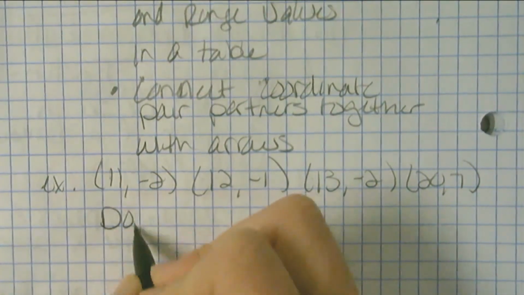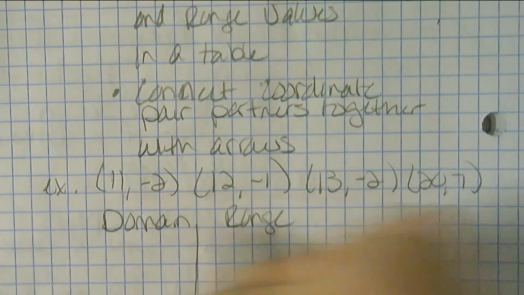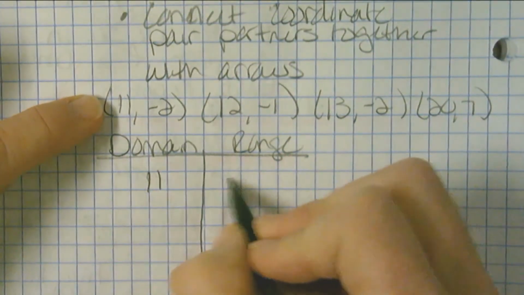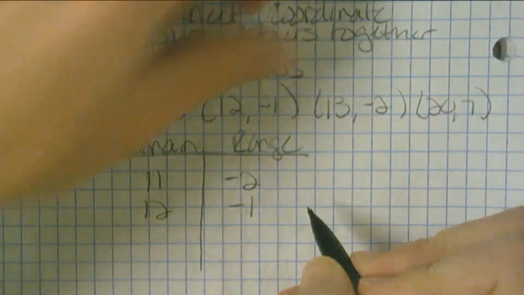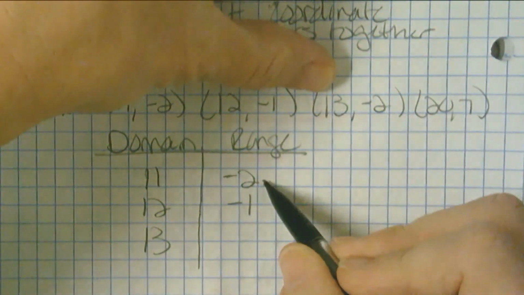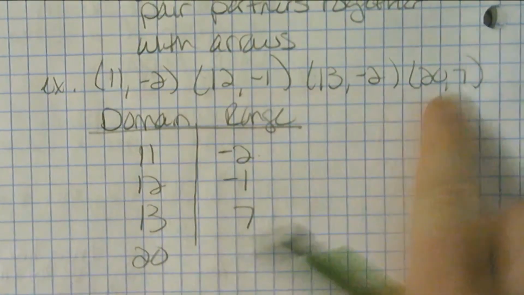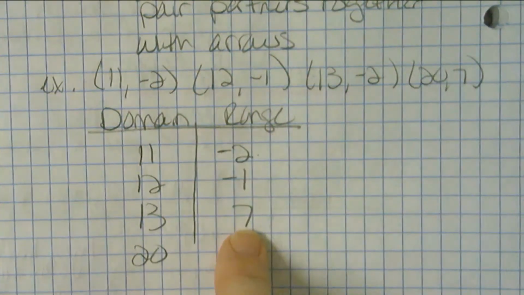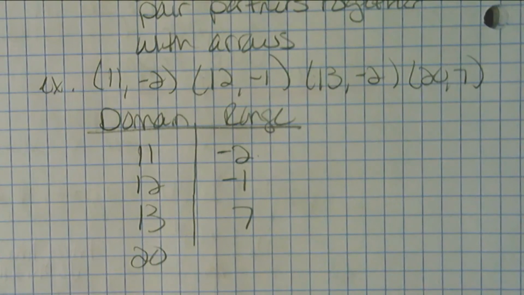So I'm just going to take my domain values, and then I'm going to take my range values, and put them in table form. Well, I have an 11, and I have a -2. I have a 12, and I have a -1. I have a 13. Well, -2 is already shown in my range. And then I have 20, and then 7. So I've taken my domain values and put them in a domain column, and I've taken my range values and put them in a range column. I've created a table. How many of you guys are cool so far?